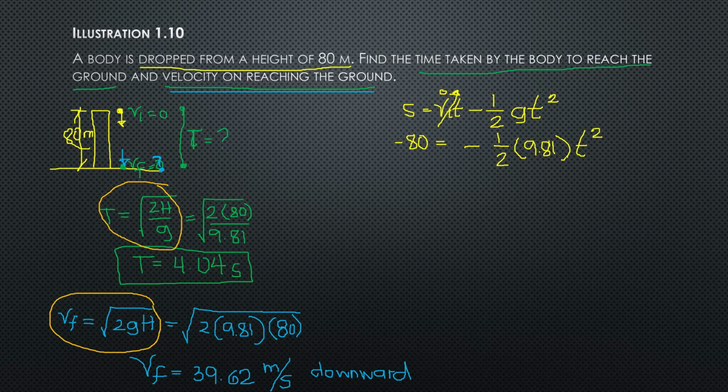Okay, now dividing both sides by -1, so the negative sign will be eliminated. Simplifying, time will be equal to square root of 2 multiplied by 80 all over 9.81. So that is 160 divided by 9.81, then square root, so time will be equal to the same 4.04 seconds.